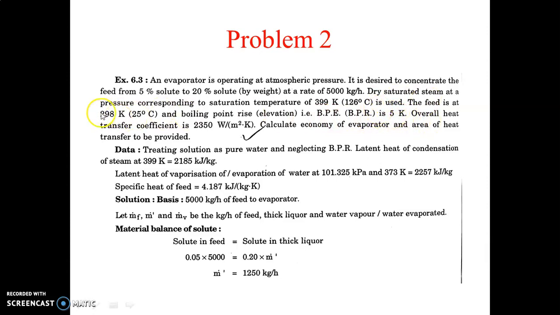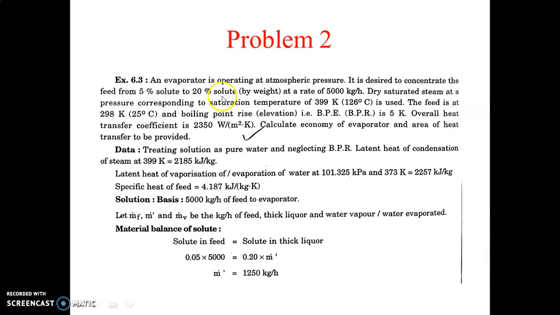So this is the feed temperature and this is the boiling point elevation. So from this we can calculate the boiling point of the solution. That part I will discuss. Overall heat transfer coefficient is equal to 2350 watt per meter square Kelvin. Calculate the economy of the evaporator and the area of heat transfer required or provided.